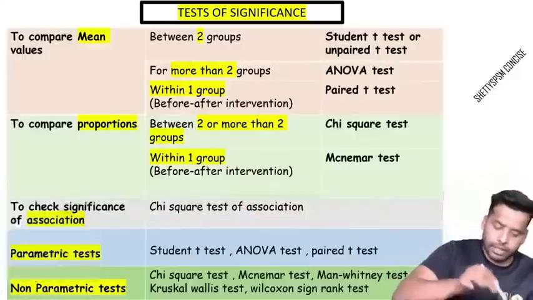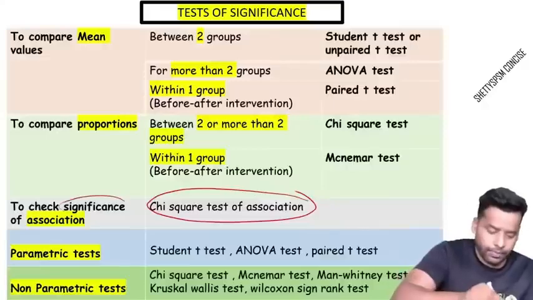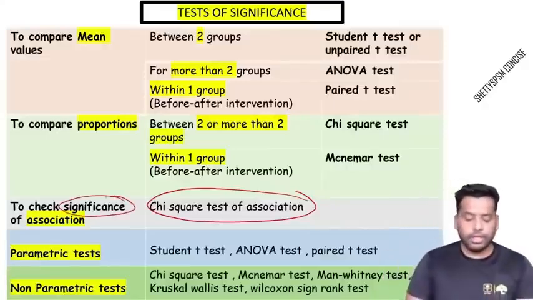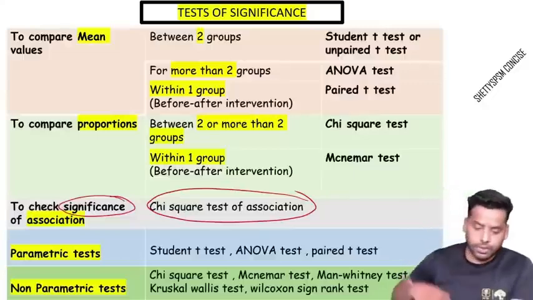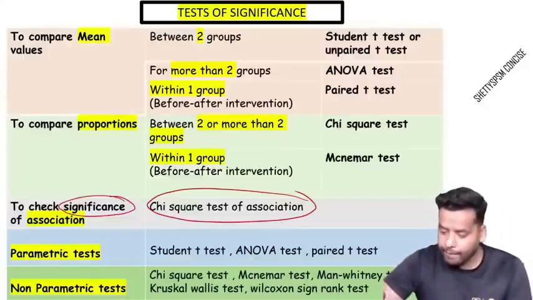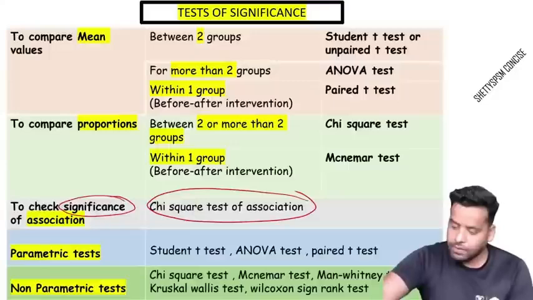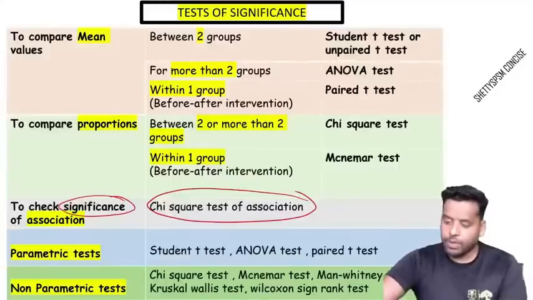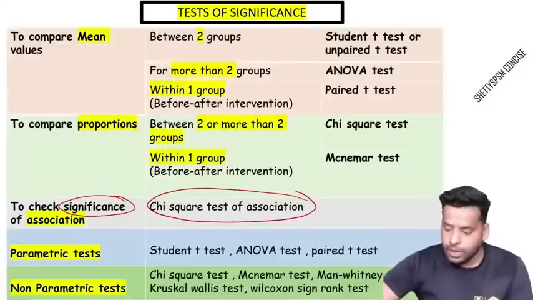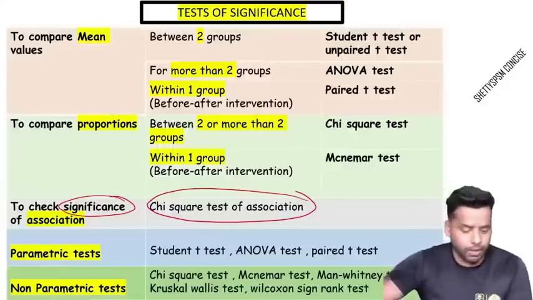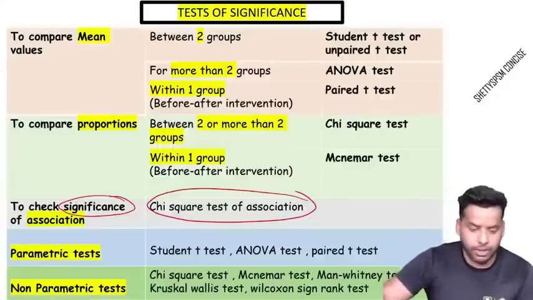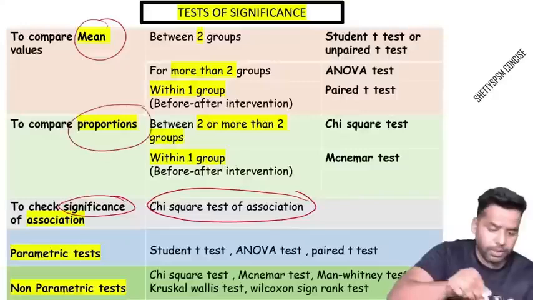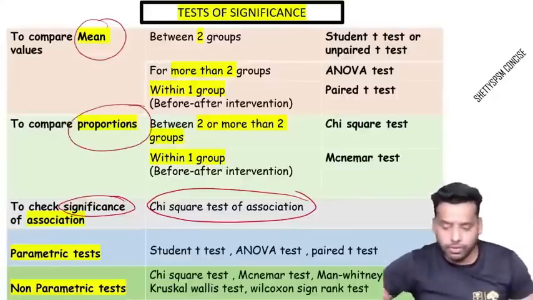Again, I am asking the same question. Chi-square test will indicate strength of association. True or false? False statement. Very good. Regarding tests of association, for mean they will ask, for proportions they will ask, and sometimes they will ask significance of association also.